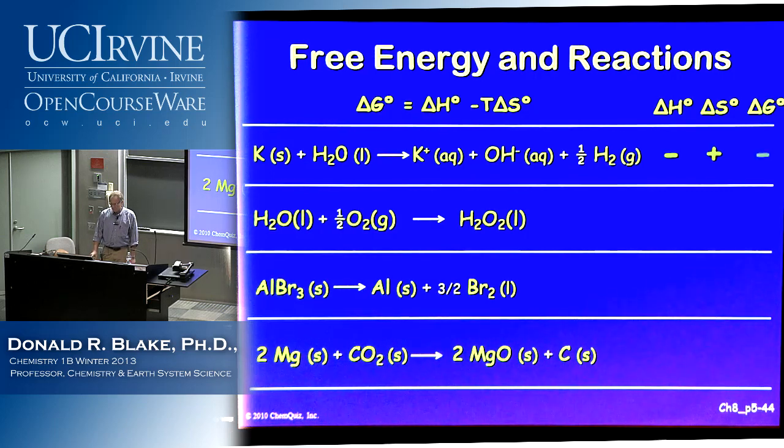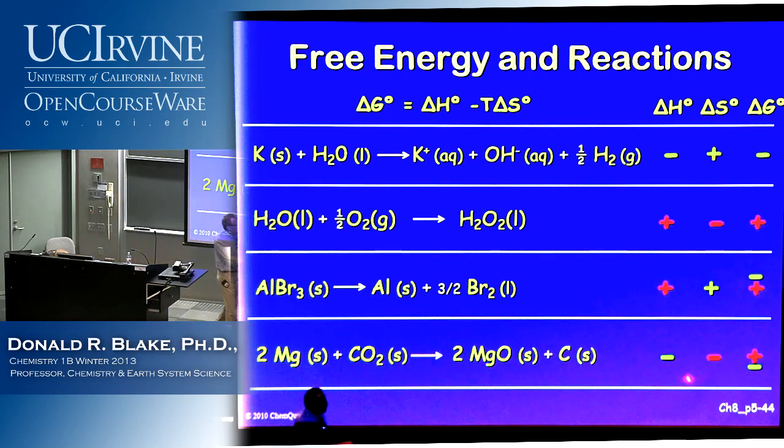Positive. Perfect. How about the next one? Negative. Next one. Says positive. I guess because we're going from one thing to two things, but entropy-wise, it's not very big. So these cases where we have a positive and negative mean that, depending on the temperature, we can have a positive delta G or a negative delta G.